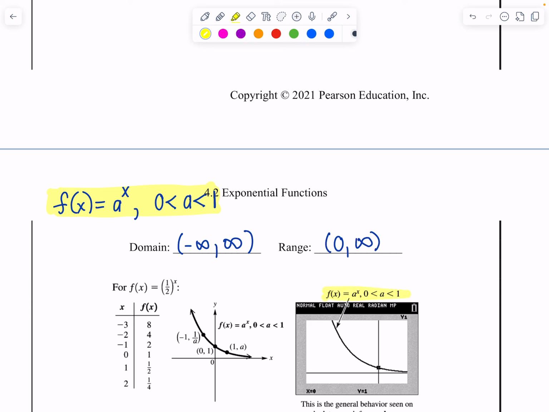Look at this graph now. This is the graph of it. From left to right, y'all see what it's doing? It's decreasing. Even here, this is it on a calculator if you put it in a calculator. And look at this example. They're graphing 1/2 as the base, okay?